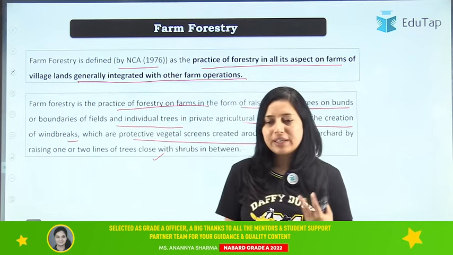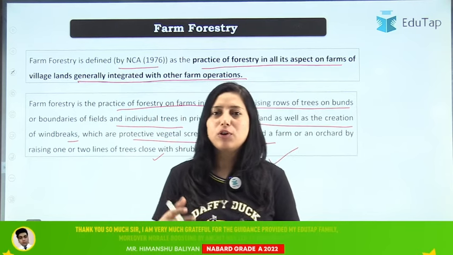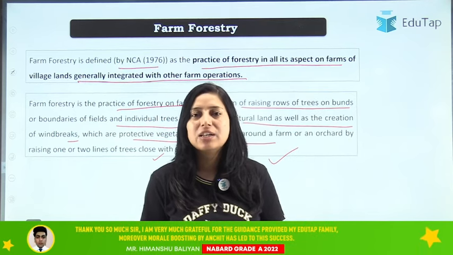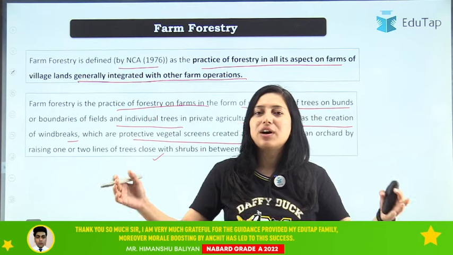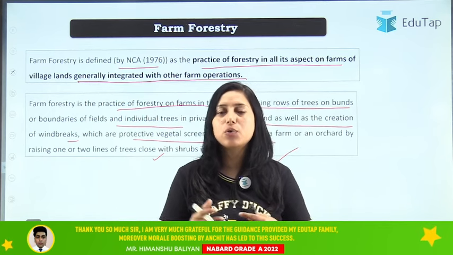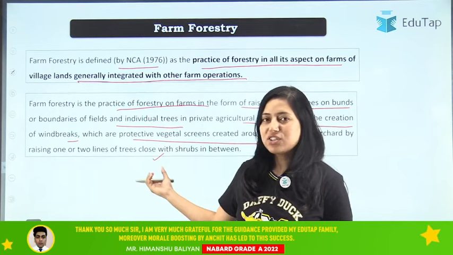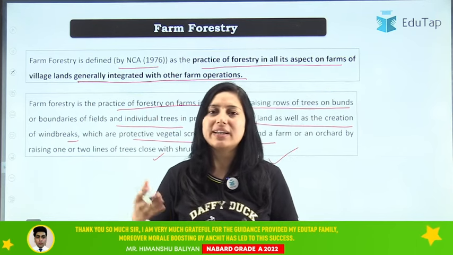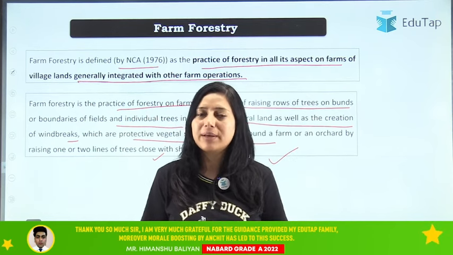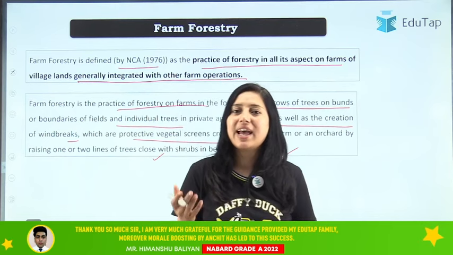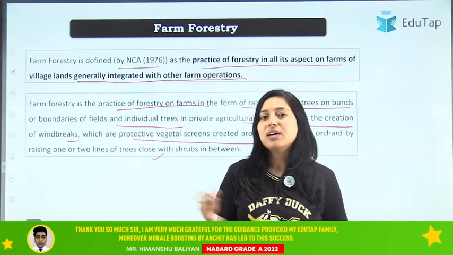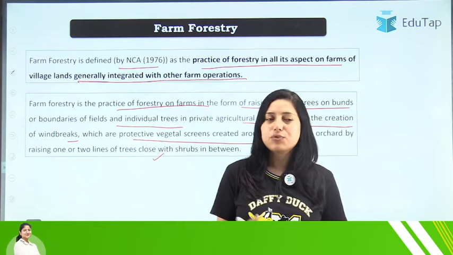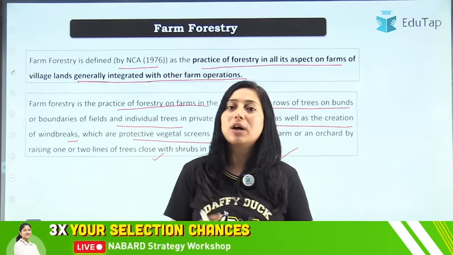And also if any farmer wants to have a good return from his land, what can he do? He can utilize his farm boundary and grow forest trees, and after some time he can harvest these trees. He can cut these trees for timber or for other purposes and get additional income from farm forestry. Clear? So for example, a farmer can grow a poplar tree, right?